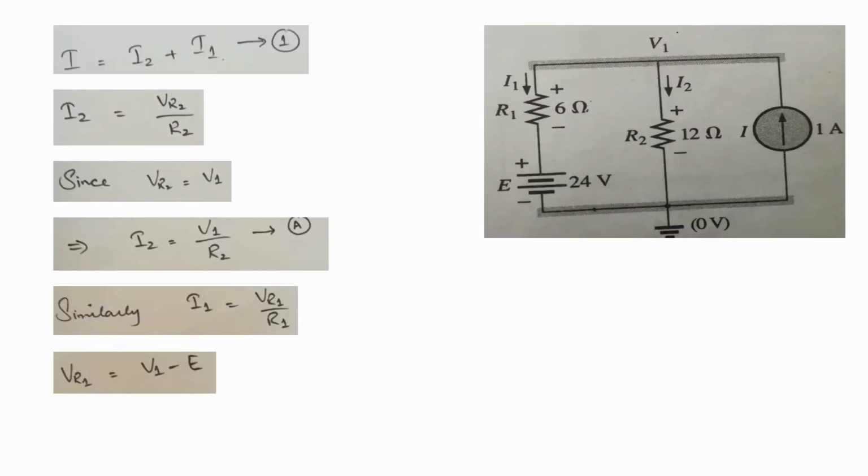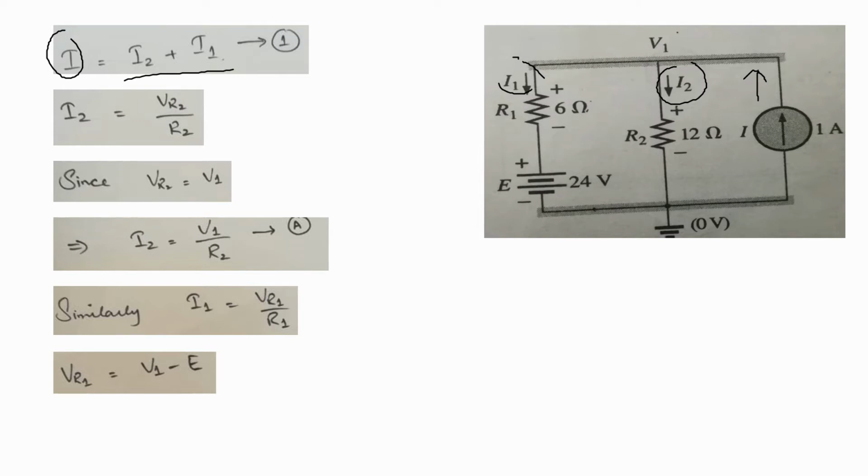Okay, now in the second step, apply KCL to that node. You can see from the figure that this current is entering the node, this current I2 is leaving the node, and this current I1 is also leaving the node. Kirchhoff's current law states that the current entering the node must be equal to the current leaving the node. So from equation 1, you can see that I is the current entering the node, and I2 plus I1 are leaving the node.